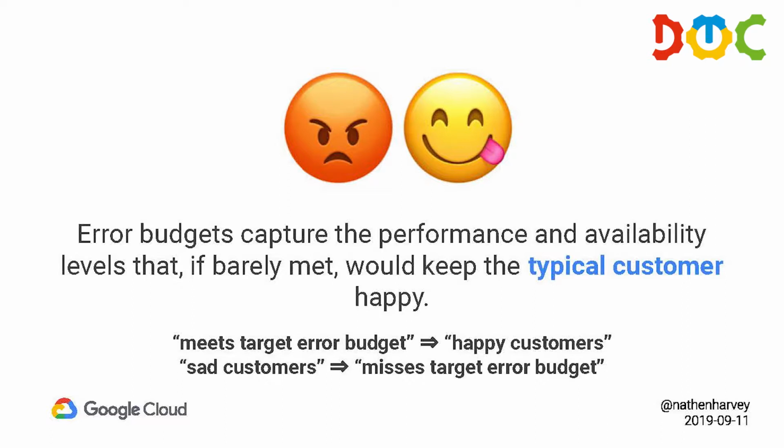And one of the most important things about these error budgets is it goes back to that thing where your monitors don't tell you about the reliability of your service. It's your customers that tell you about the reliability of your service. So an error budget captures the performance and availability levels that, if barely met, keep a typical customer happy. So we want to meet our reliability objectives, but we don't want to overshoot them. We don't want to be too reliable. We want to be just reliable enough to keep our customers happy.